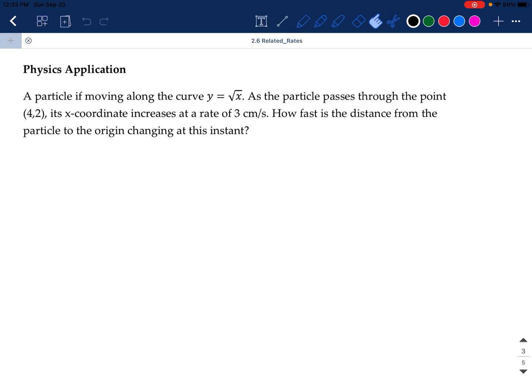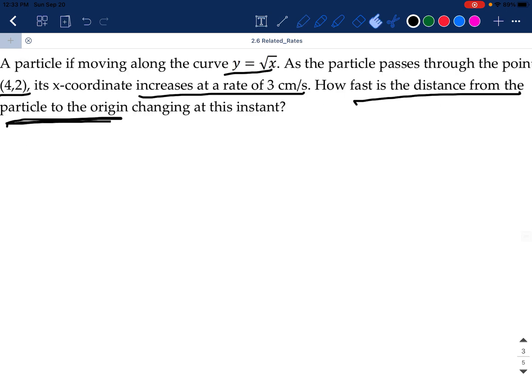So we've got a particle moving along a curve, and as the particle passes through the point (4, 2), its x-coordinate increases at a rate of 3 centimeters per second. So we'll underline some important information here. Then, how fast is the distance from the particle to the origin changing at this instant? So this is going to be a distance measurement problem, it looks like. But we should go ahead and graph it.